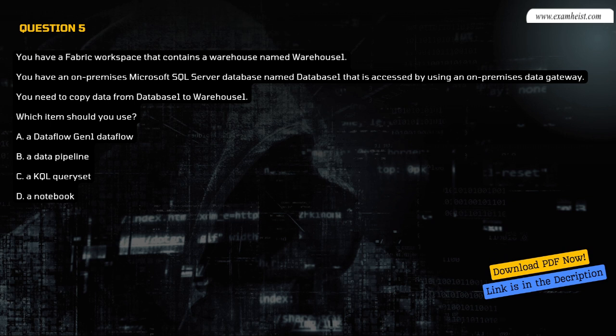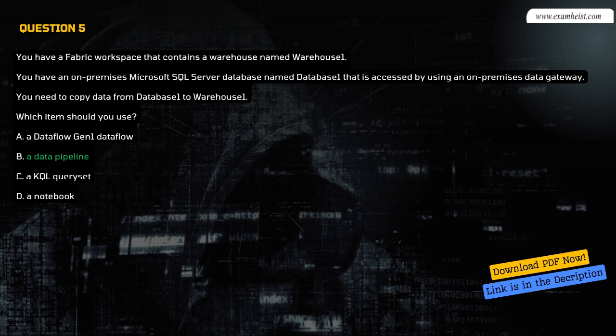Question 5. You have a Fabric workspace that contains a warehouse named Warehouse 1. You have an on-premises Microsoft SQL Server database named Database 1 that is accessed by using an on-premises data gateway. You need to copy data from Database 1 to Warehouse 1. Which item should you use? A. A Dataflow Gen1 data flow. B. A data pipeline. C. A KQL queryset. D. A notebook. Speaking ahead, the correct answer is B.